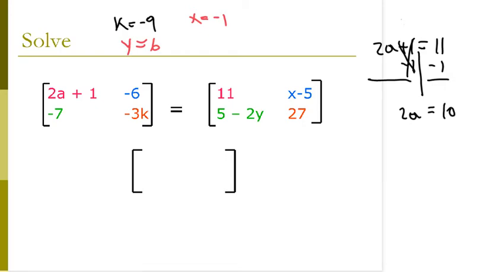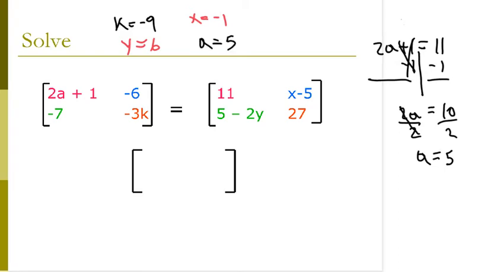The inverse of multiplying by 2 is dividing by 2, so we're doing that to both sides of our equation. These 2's, 2 divided by 2 is 1, 1 times a is a, they eliminate each other, and that leaves us with just a on the left. And 10 divided by 2 is 5, so we end up with a equals 5.